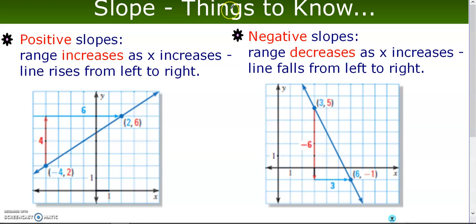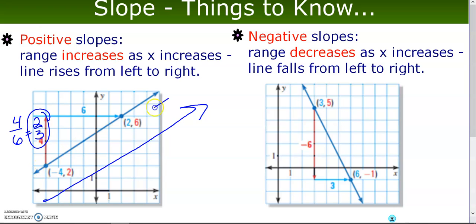Some things to know. Again, as you read your graph from left to right, if your graph is heading up the paper, this will be a positive slope, whatever you calculated, this is 4 over 6 or 2/3. This is a positive value. A positive slope means my line is increasing as I read it from left to right. If it's a negative sloping line, then it's decreasing again as you read it from left to right. So this is falling down the paper.